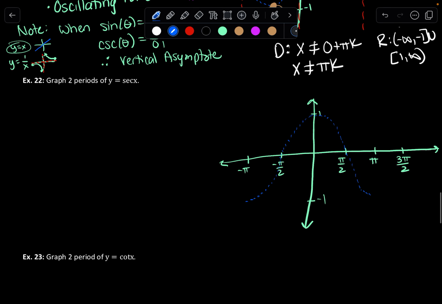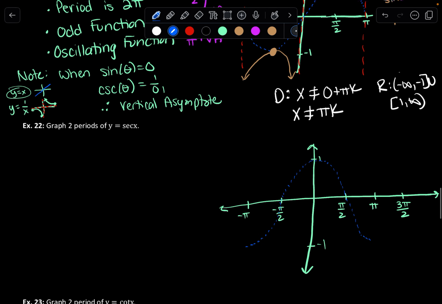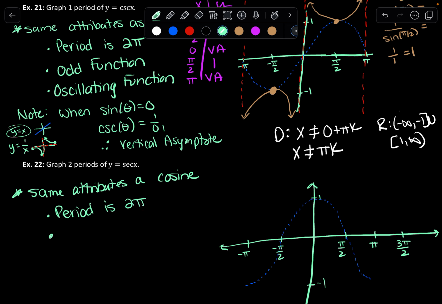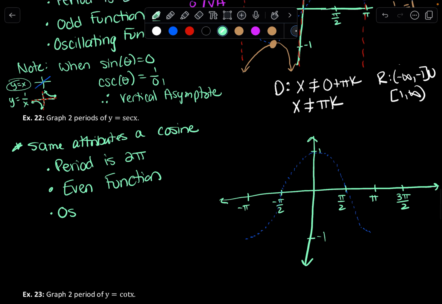All right, so a couple notes. This has the same attributes as cosine, such that the period is 2 pi. Cosine was even because it has that vertical symmetry about the y-axis. Therefore, secant is also an even function. And it's also oscillating.